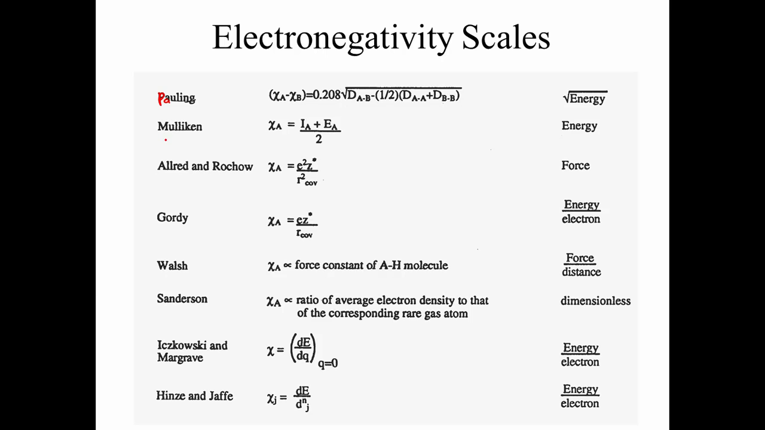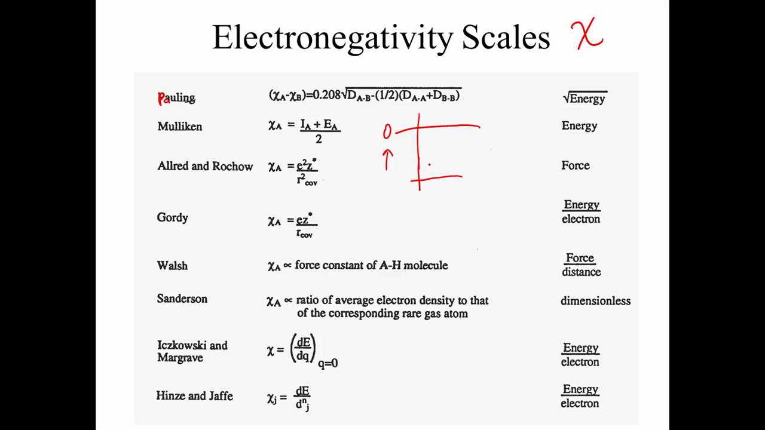Mulliken had a different approach, which is he looked at the properties of the elements, properties we talked about last chapter, ionization energy and electron affinity. And the ionization energy of an atom plus its electron affinity divided by 2 defined as the electronegativity. Oh, I should point out the Greek chi is the symbol for electronegativity.